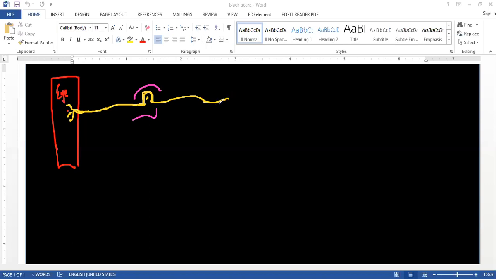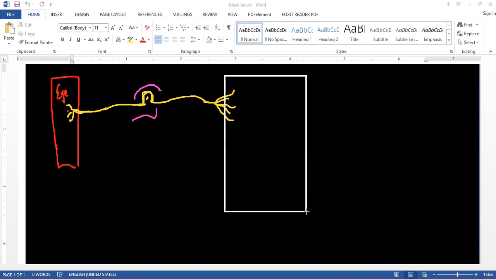Then it will move. And this is the axon terminal. Now I can say here, this is simply the central nervous system, CNS. In the central nervous system, you can find two parts. What are they? It could be the brain and the spinal cord.